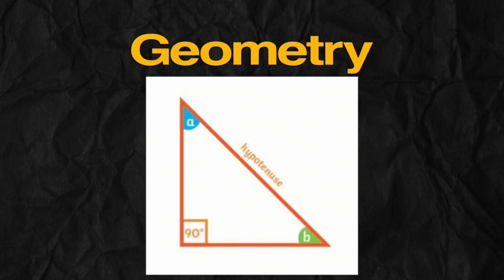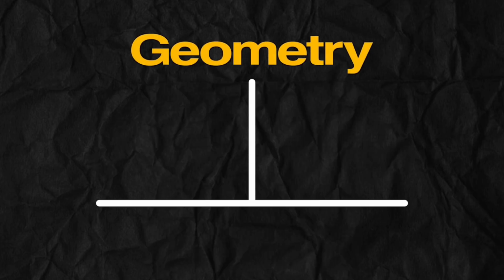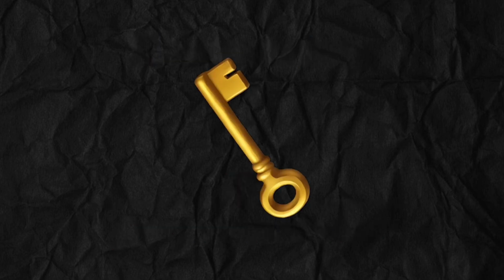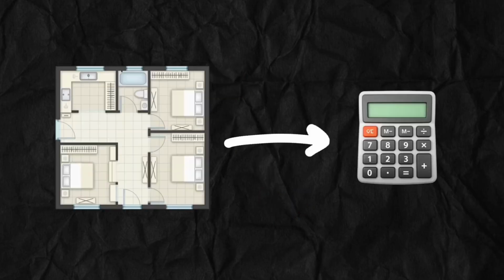A right angle is 90 degrees. 2 lines that meet at 90 degrees are perpendicular. These relationships matter in construction, engineering, and any situation where fit and alignment have to be precise. The key point is that geometry turns physical space into numbers you can calculate with.